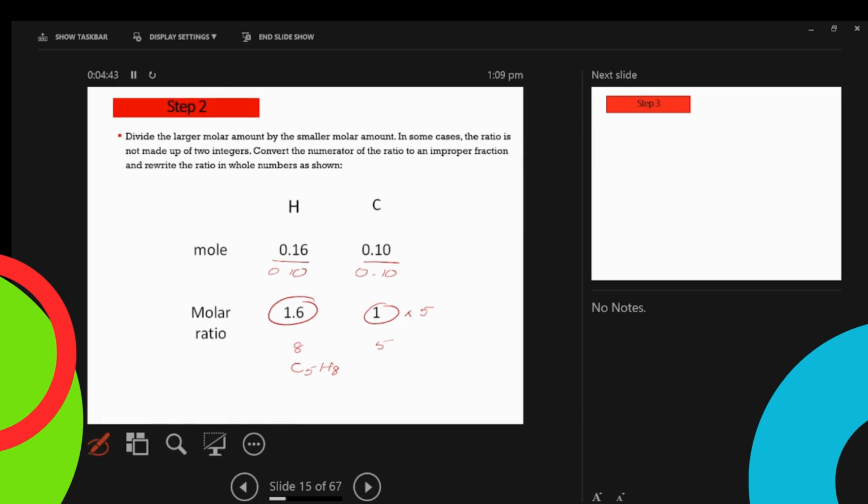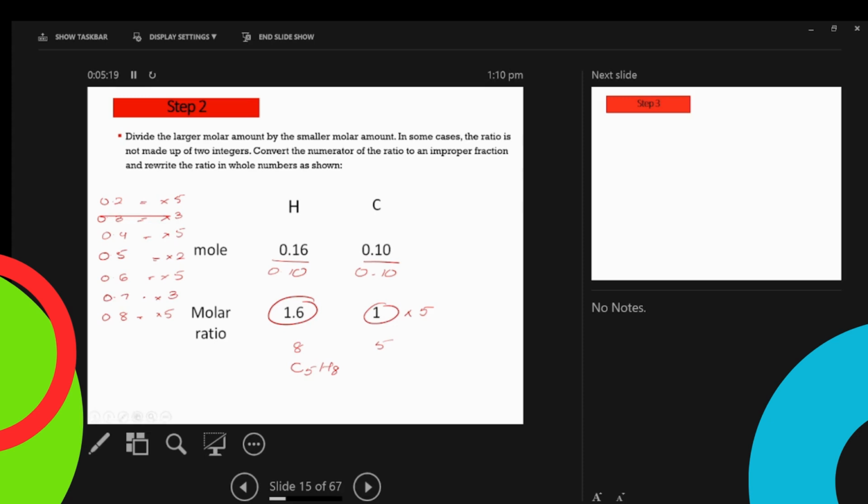For example, as I've told you, if it's 0.2, multiply it with 5. If it's 0.3, multiply it with 3. If it's 0.4, multiply it with 5. If it's 0.5, multiply it with 2. If it's 0.6, multiply it with 5. If it's 0.7, then multiply it with 3. And if it's 0.8, multiply it with 5. Simple. So here you can simply multiply with 5 because we have 0.6. So our formula becomes C5H8. This is a simple one.